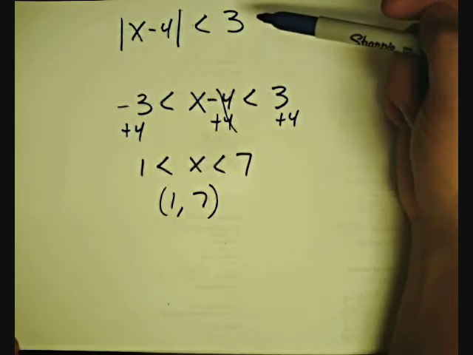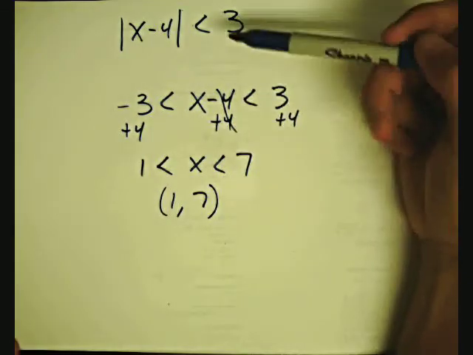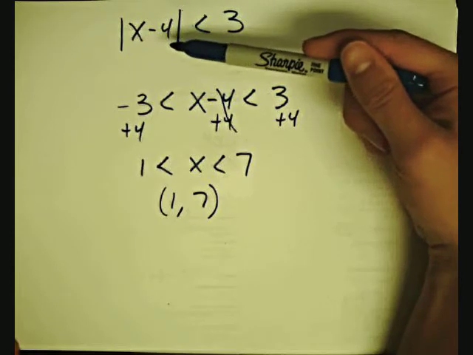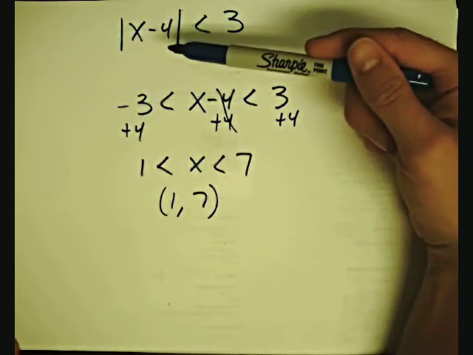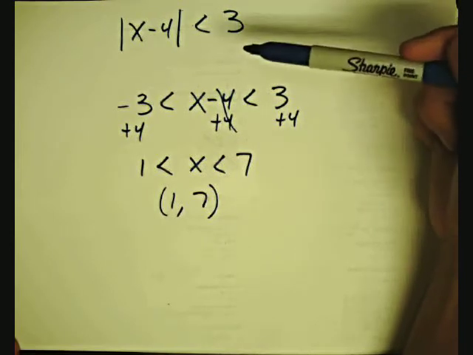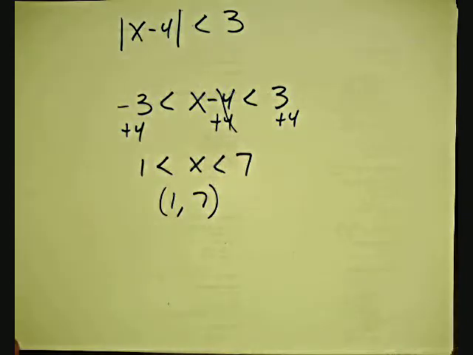And you can pick some values to test if you want. So 2 is between 1 and 7. If I put 2 in, I have 2 minus 4 is negative 2. Absolute value of negative 2 is positive 2, and that's less than 3. And you can pick other values like 3, 4, 5, or you can look at decimals or fractions. But any value between 1 and 7 will solve that inequality.